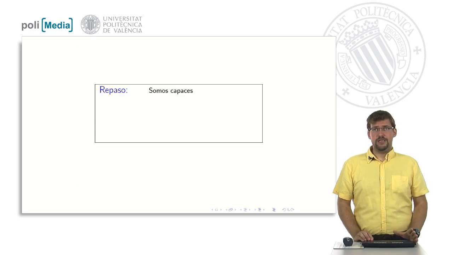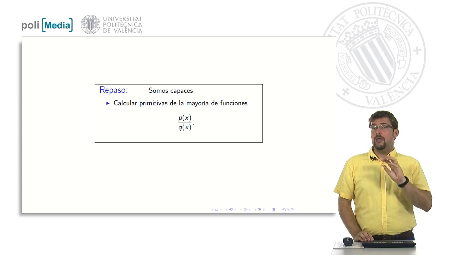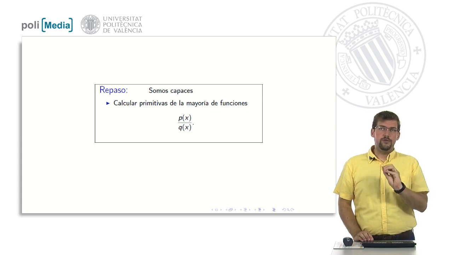And this has been all so far. After today's lesson, we should be able to calculate the primitives of most of the rational functions. In this case, of those of type 4, and also the ones formed by those of type 1, type 2, and type 3.